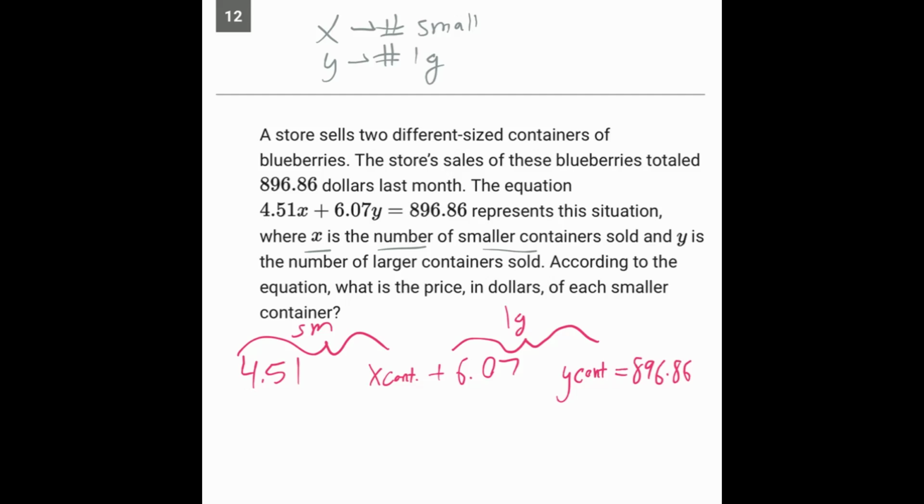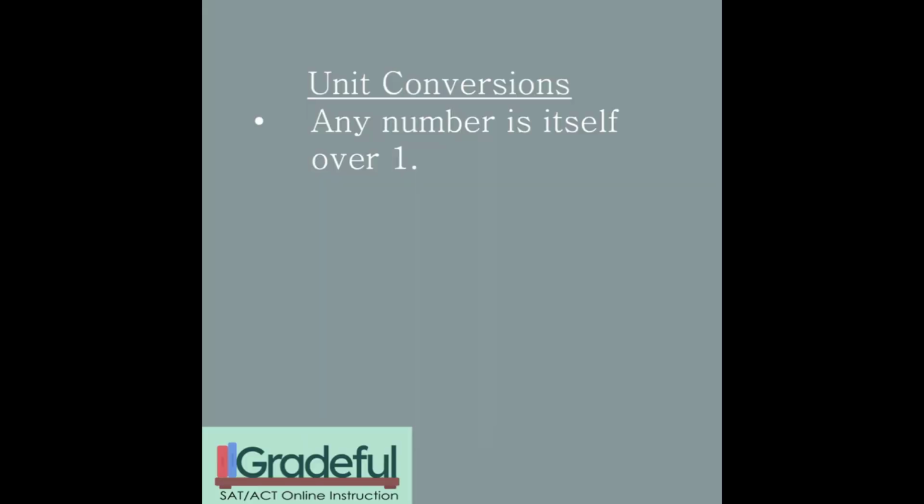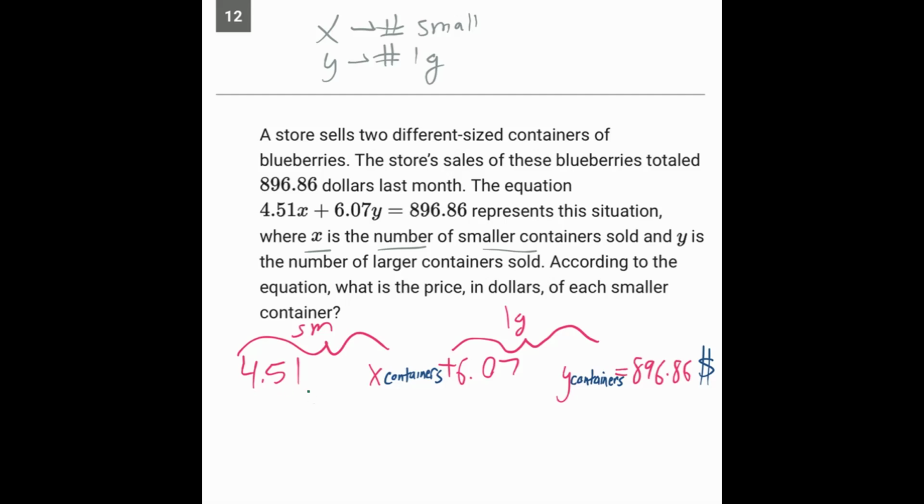Let's change the color on the units real quick. So that looks a little bit better. And for the 896.86, we're being told that that's the number of dollars. That's really important here. So what we're doing here is we're dealing with the units more than the numbers. It's a unit conversion question. Now, because of that, we need to remember that for unit conversions, any number is equal to itself over 1. And that's actually surprisingly a big deal here. If we go ahead and put denominators of 1 here and here, we're seeing everything as a fraction.